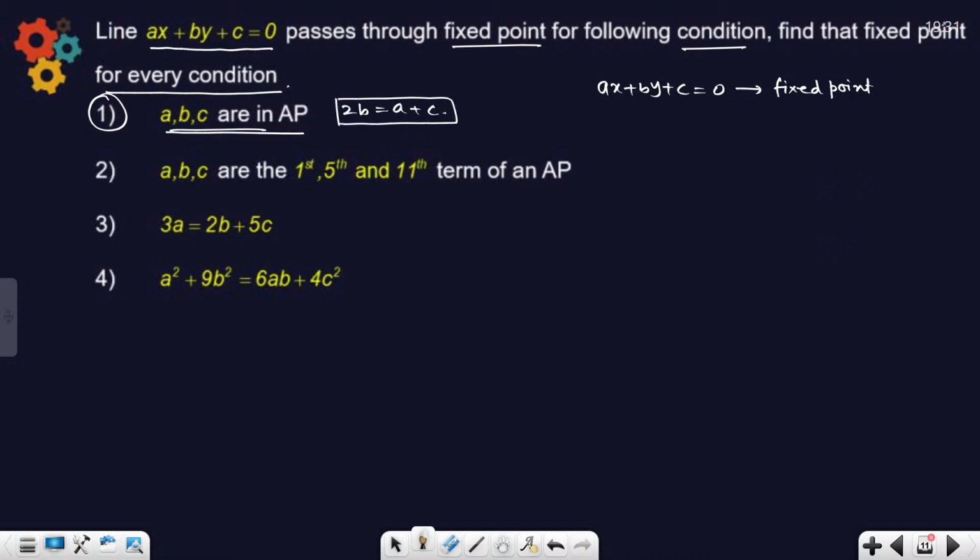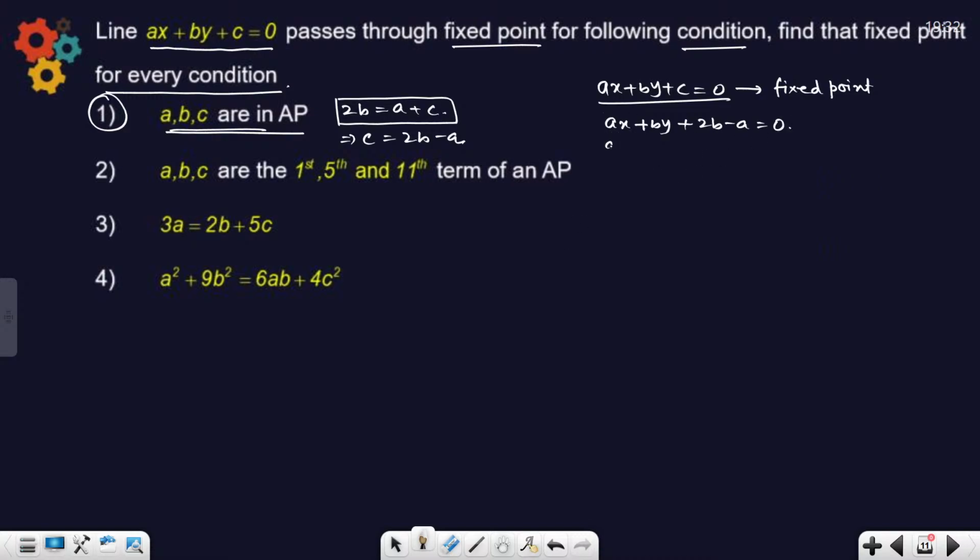When A, B, C are in AP, then 2B equals A plus C. So what is your B? Even if you don't want to calculate B, forget it. You write your C as 2B minus A. Simply replace this in this equation. So what are you getting? Ax plus By, and in place of C, I'm writing 2B minus A, equals 0.